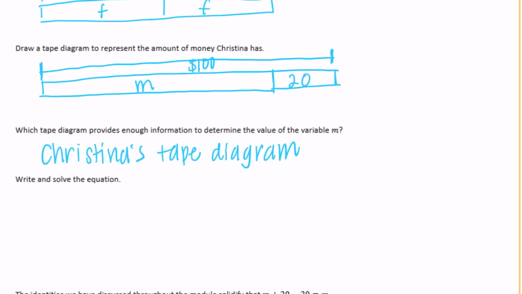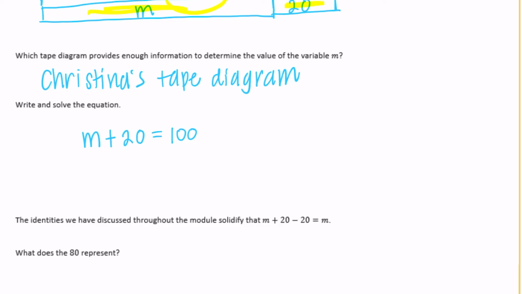So write and solve the equation. Christina's would be m plus 20 equals 100, because we have the m and the 20, and they all equal 100. So that's where m plus 20 equals 100 came from. So then we need to get the m by itself. So let's do m plus 20 minus 20. We need to subtract 20 on the other side as well. What we do on one side, we must do on the other. So m is equal to 100 minus 20, which is 80.